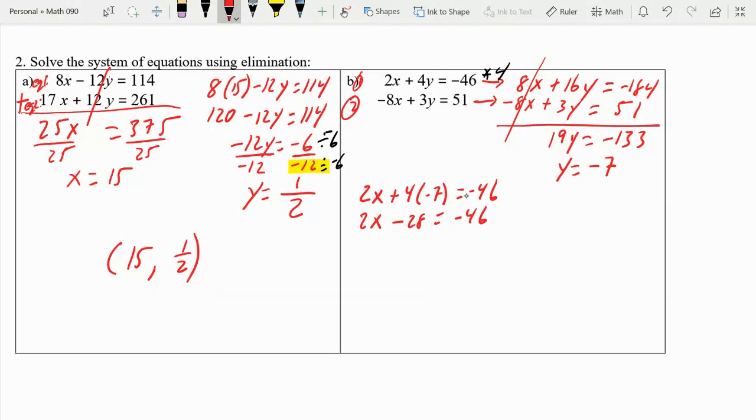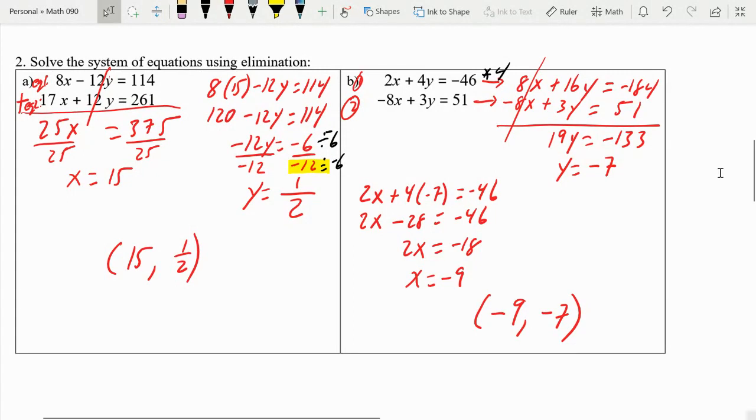All right, have to add that 28 to both sides. So we end up with negative 18, and divide both sides, we end up with negative 9. So negative 9, negative 7. Now, this entire time, when you do this, you should be checking your answers. You guys remember how to check the answers? Oh my God, I don't know if I have enough room anywhere. All right, let's see.